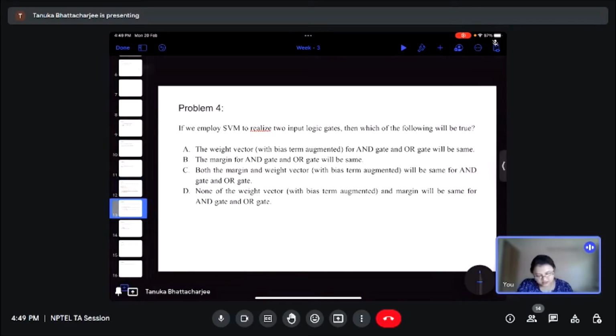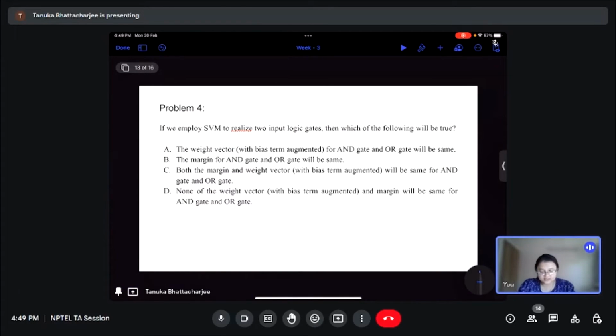Now let us see this one. Let's say we employ SVM to realize 2-input logic gates. Which of the following will be true? By weight vector we mean the weight vector along with the bias term, so the augmented weight vector. The weight vector for AND gate and OR gate will be the same, or the margin for AND gate and OR gate will be the same, or both will be the same, or none of the two things will be the same. What is the case? To do that, let's first see the point distribution in case of AND and OR.